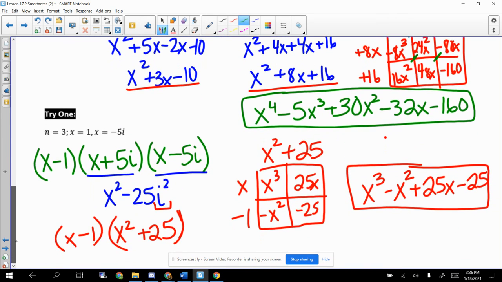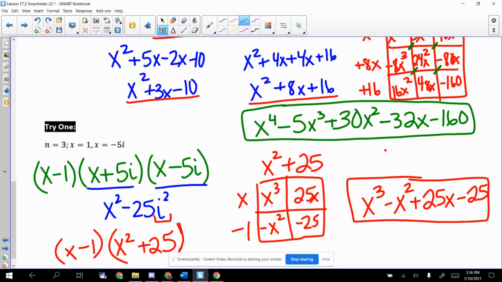So here's another example of that if you guys wanted to try this one. It's a third degree, so n equals 3, and you have x equals 1 and x equals -5i. But remember, when you have -5i, you also have +5i. So in blue, I multiplied those together first. I remembered to plug in a -1 for i squared, and I got x squared plus 25. And then I had to multiply that by the x minus 1, and I got x cubed minus x squared plus 25x minus 25. Okay.